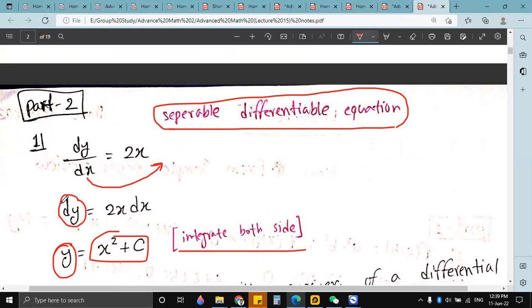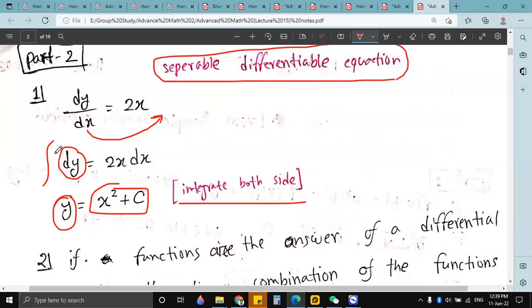And then if I integrate on both sides, so here it is nothing. That means here we have 1, right? We have 1 here. So integration of 1 dy is only y. And integration of 2x dx is x squared plus c. So this is the solution: y equals x squared plus c.